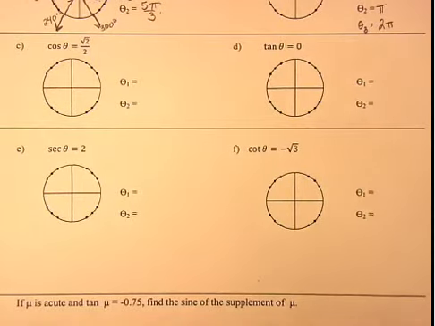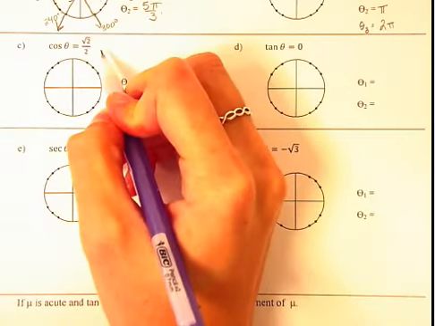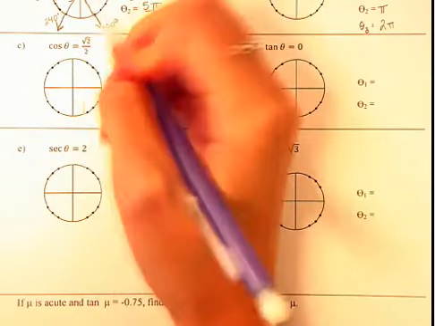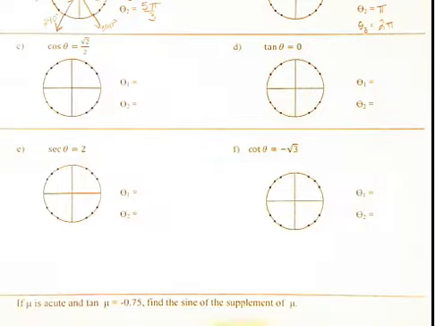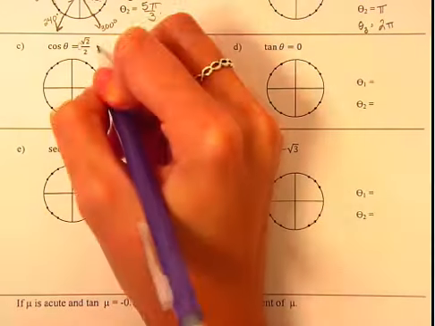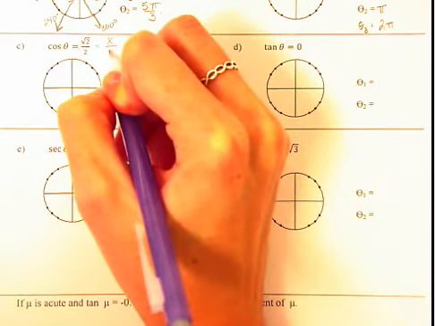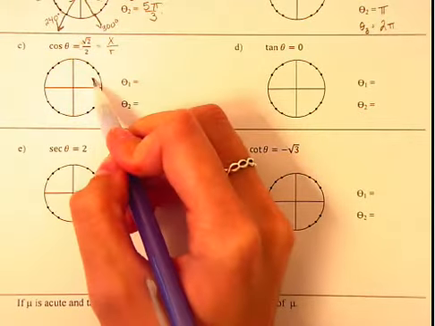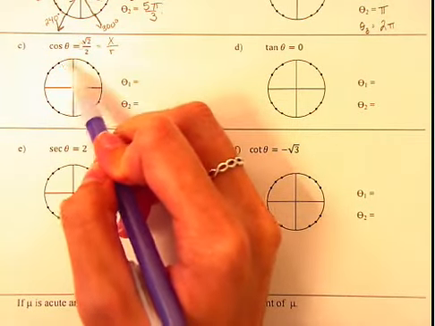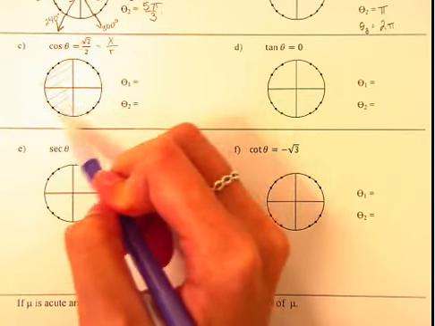Okay, we have cosine of theta equals square root of 2 over 2. Well, I see that cosine is positive. Where is cosine, or my x value, positive? X is positive in the first and the fourth quadrants. So I'm going to ignore the second and third.